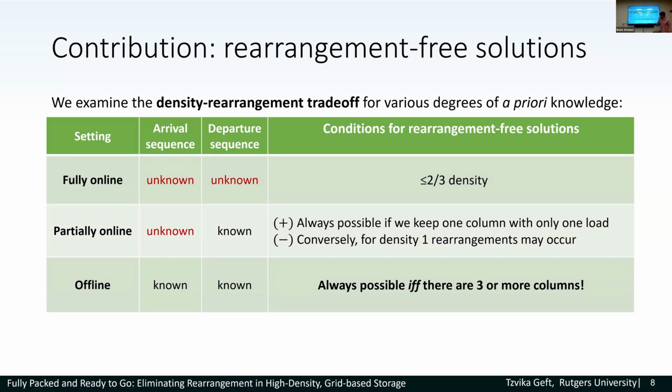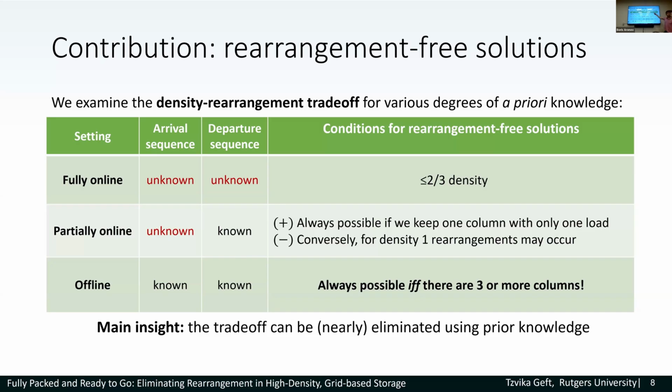But what is the result that was kind of surprising? If you know both the arrival and departure sequences, you can always avoid rearrangements. The only condition is actually very weak. You only need to have 3 or more columns in the grid. That means the open side of the grid is at least 3 columns wide, and that's all you need. And all of these are accompanied by, I guess I forgot to mention the aisle arrangement here. That's okay.